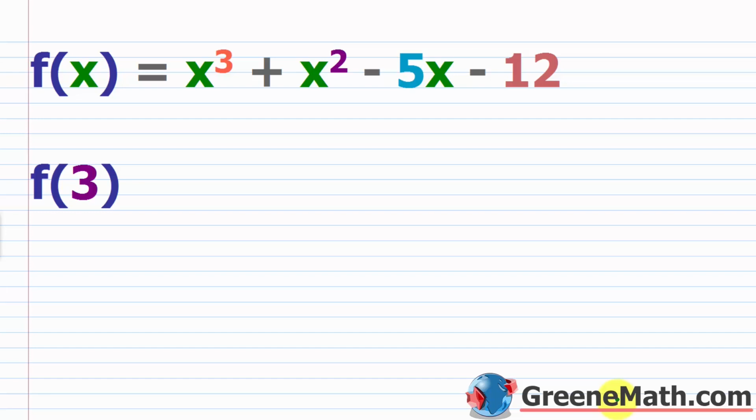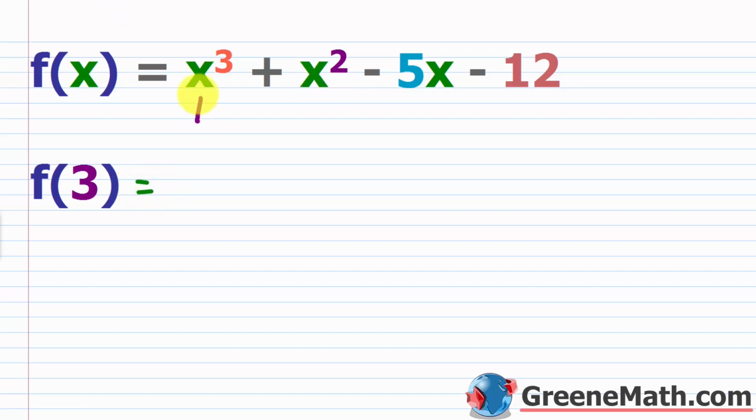So we have something like f of x equals x cubed plus x squared minus 5x minus 12. And we want to start by asking, what is f of 3? So we know what this notation is. We've been working with functions forever. We know that this is just asking for us to plug in a 3 for each occurrence of x and find out what is the value of the function when that happens. So what is f of 3?